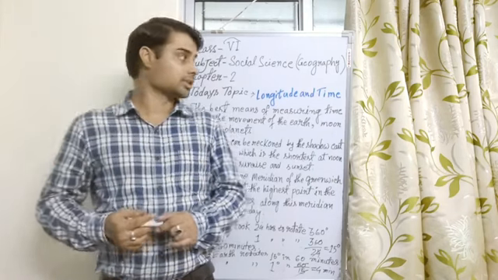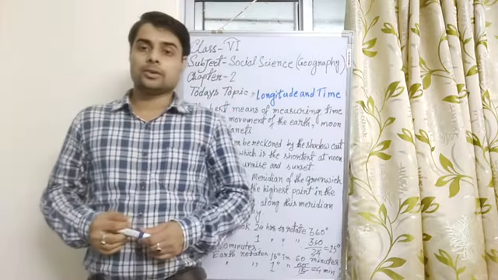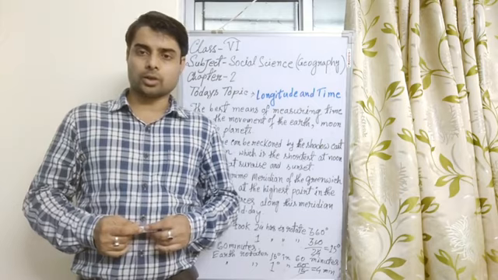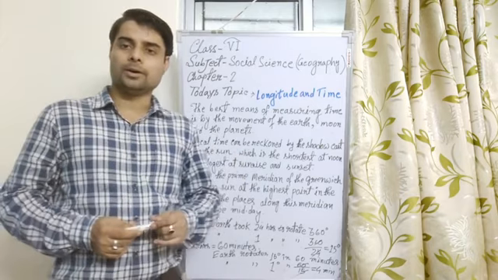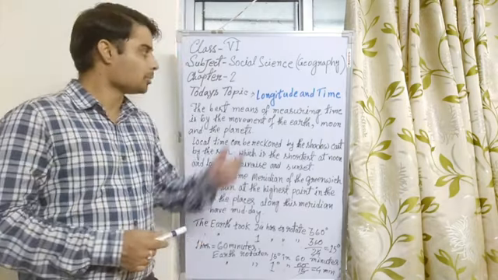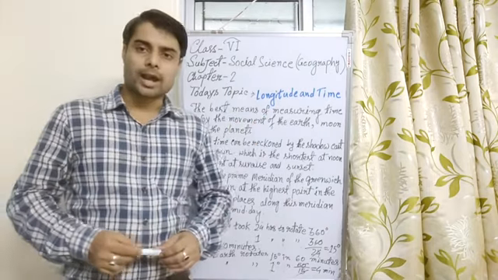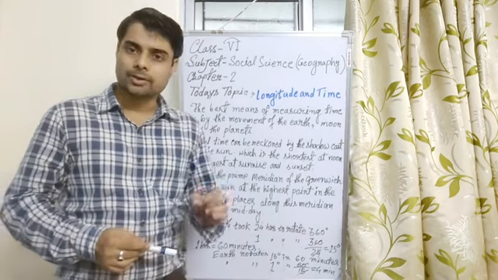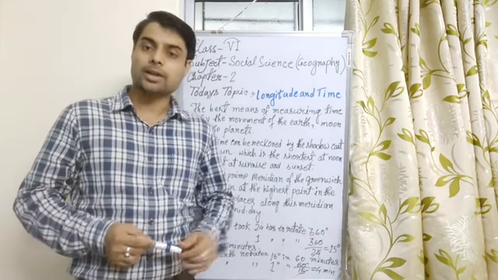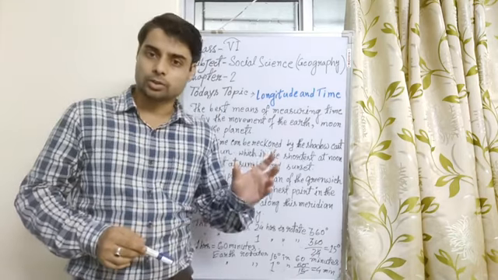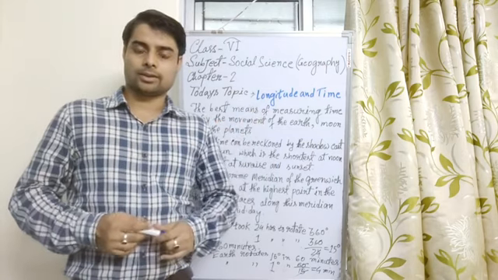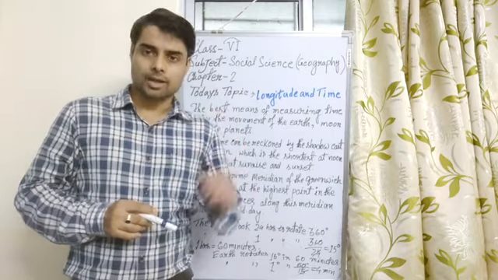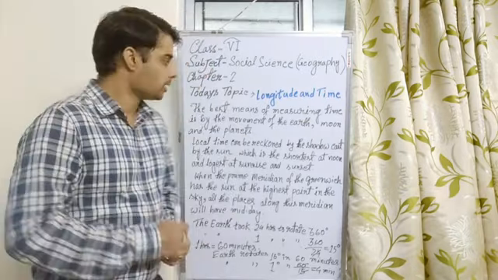Today I am going to discuss the geography chapter 2, the globe, latitude and longitude, and the rest of the part of chapter 2. Today's subunit is longitude and time. In the previous class we already learned what longitudes are. Today we learn how longitude can be very effective in calculating times in different parts of the world.